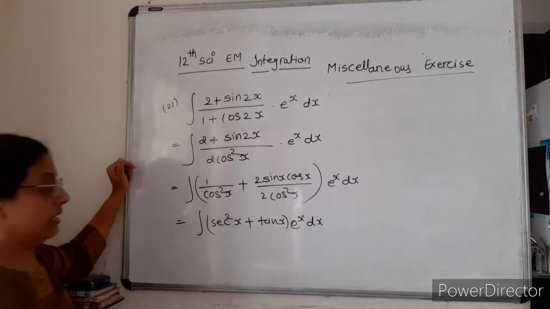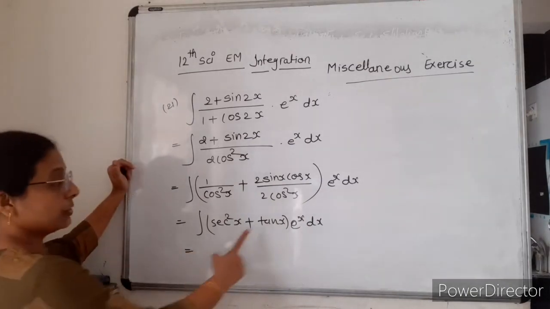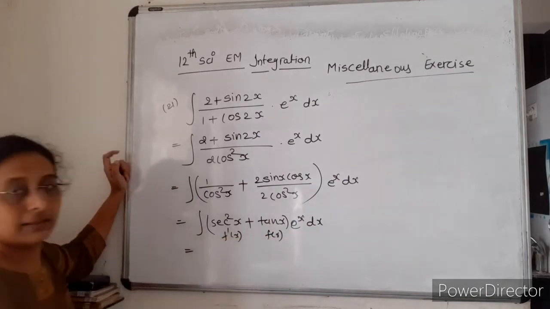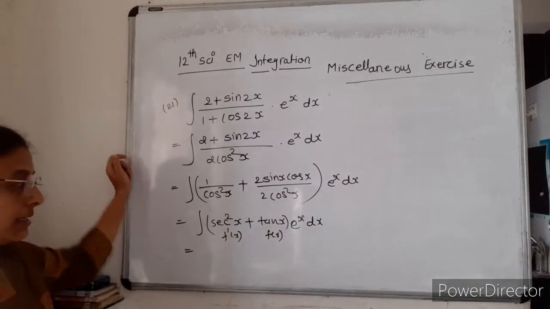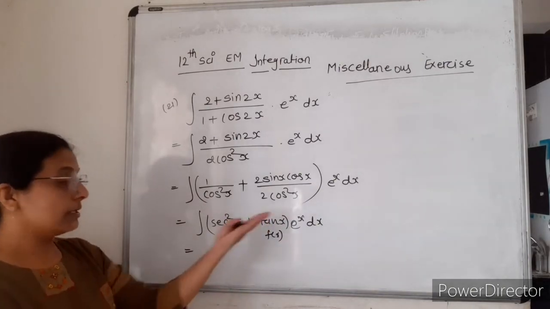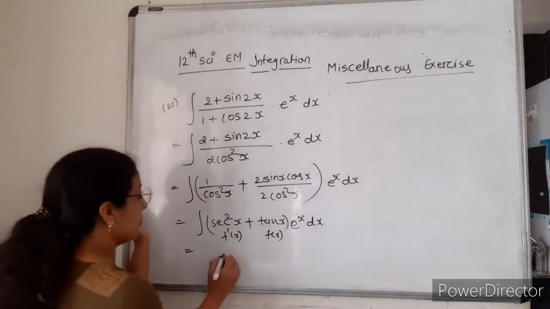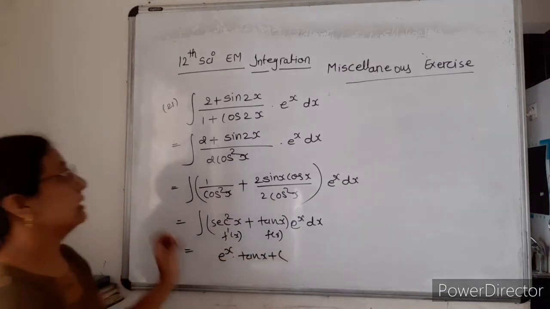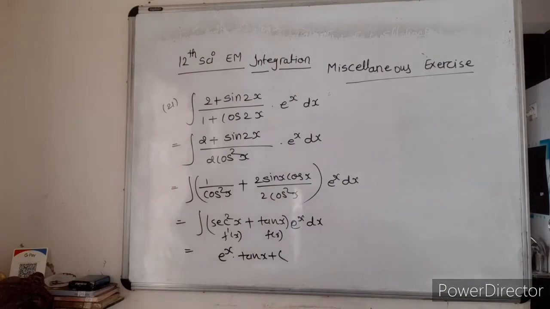Yes or no? Yes. Now this is equal to f x and f dash x. So what is the formula is e raised to x f x plus f dash x. The integration is e raised to x f x. So we will write e raised to x tan x plus c is the answer. That is our question number 21.